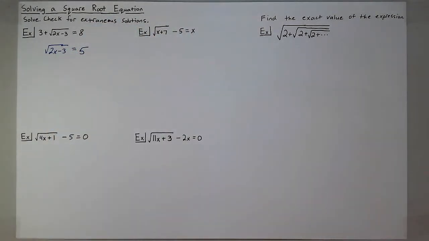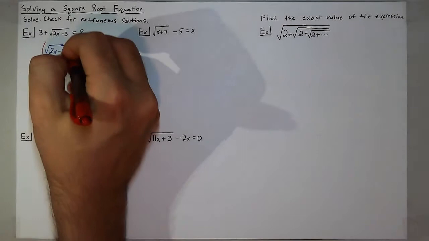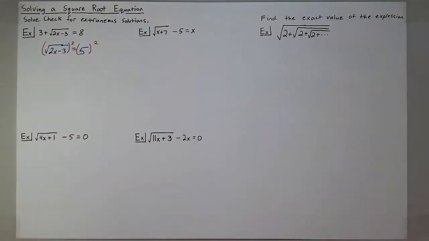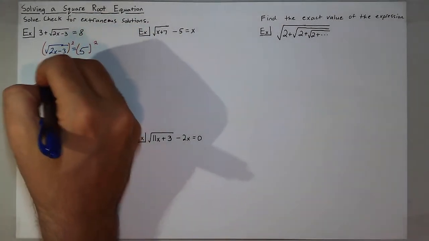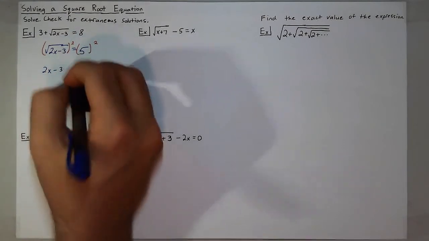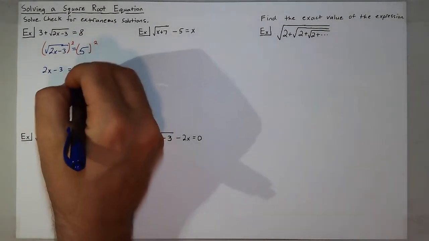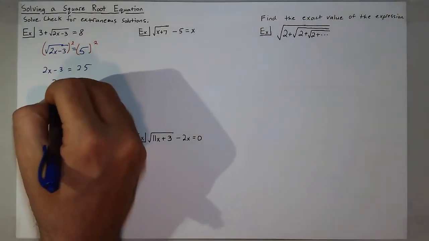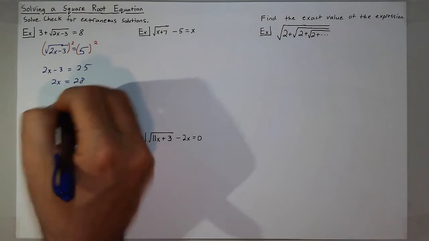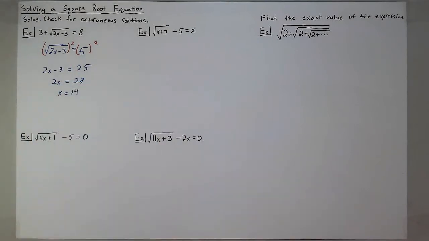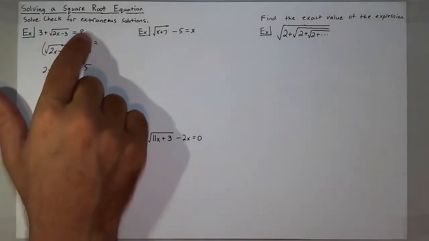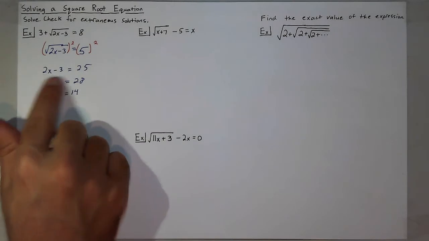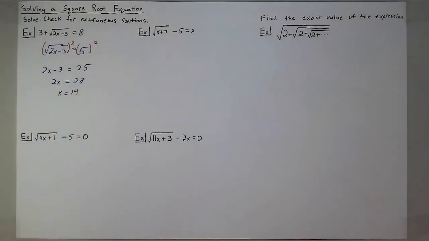And then we will square each side of the equation, which will give me 2x minus 3 on the left, and then 5 squared, which is 25 on the right. I'll add 3 and then solve for x, and I'll get x is equal to 14. Now, you do get rid of a square root and change your problem from a radical equation to a polynomial equation. So there's a potential that you could get an extraneous solution, meaning one that doesn't actually work.